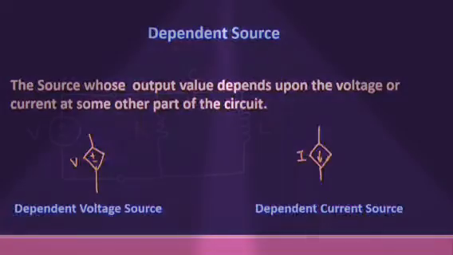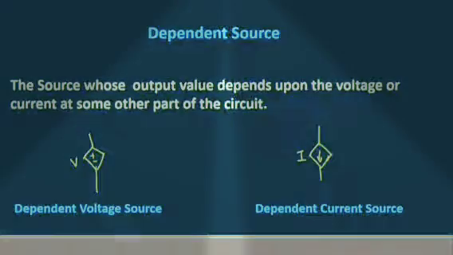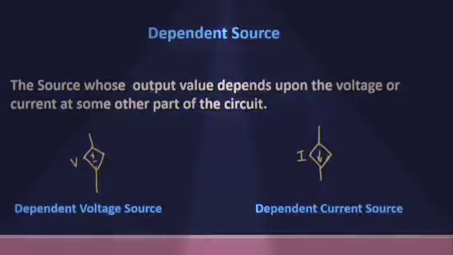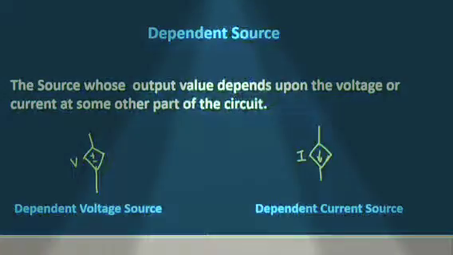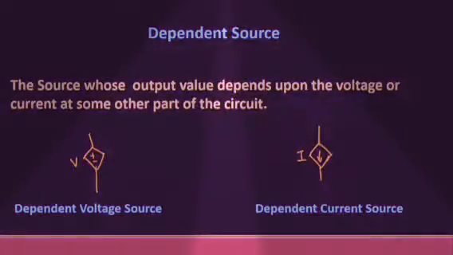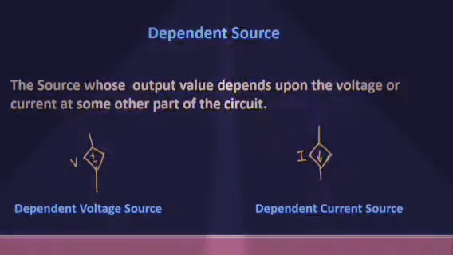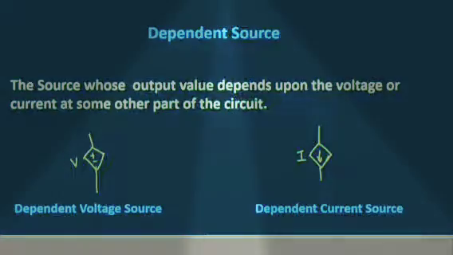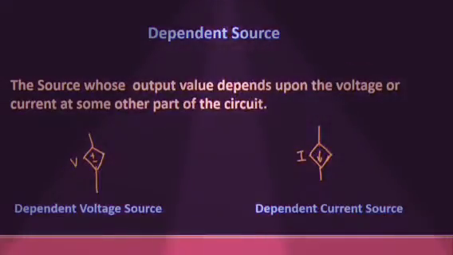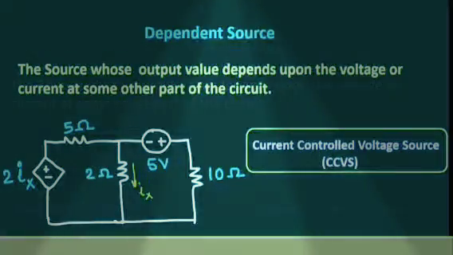Next one is dependent sources. These sources' output value depends on change in voltage or current in some part of the circuit. As shown in the presentation, the dependent voltage source sign is like that, and dependent current source is like that. Next, dependent source, we can understand it by an example.